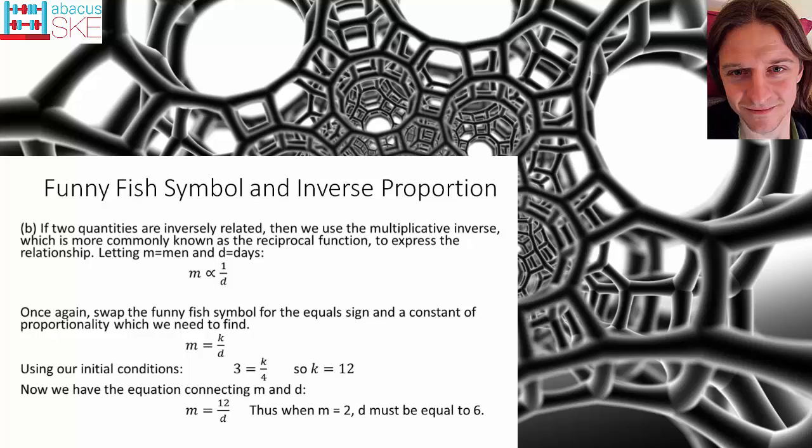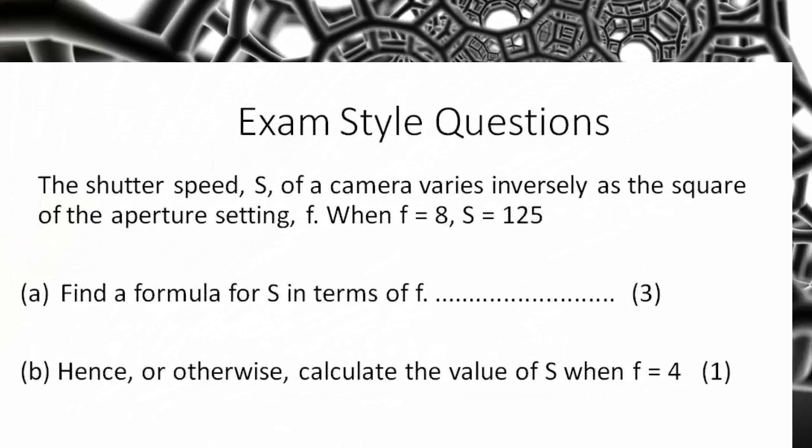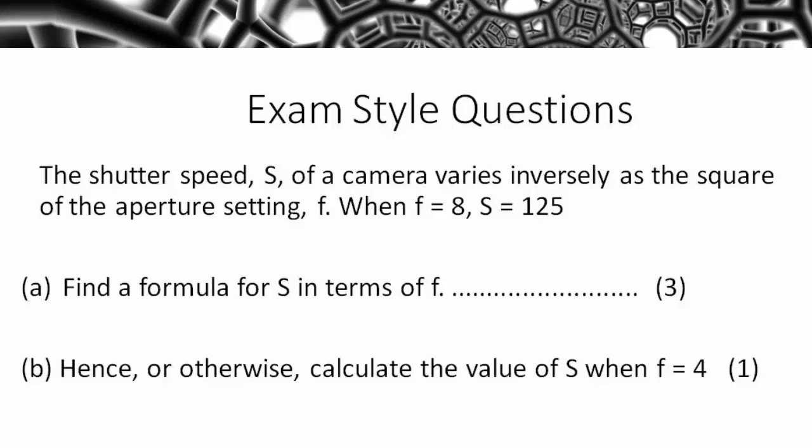Now, the reason why I use this approach is because that is how we would normally expect to do exam questions. Let's have a look at this typical exam question. We have the shutter speed s of a camera, which varies inversely as the square of the aperture setting f. When f equals 8, s equals 125. Now this was a genuine exam question where they didn't use the words proportional to. They preferred to express it as varies inversely.